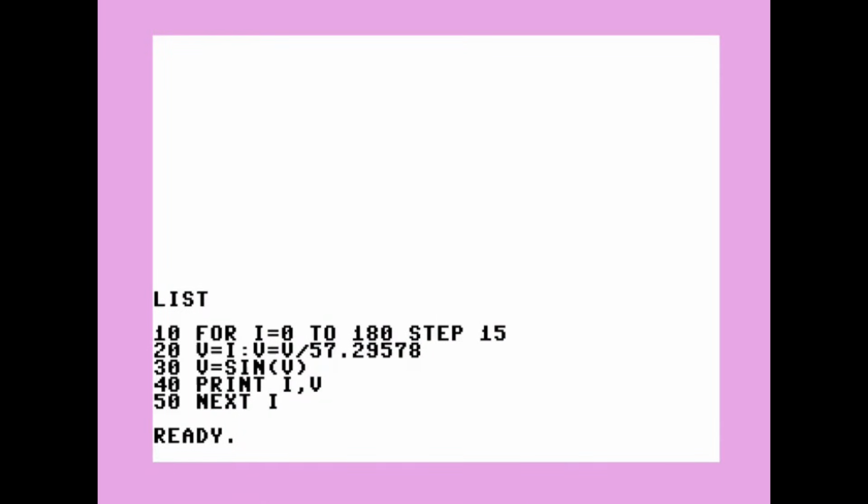And now here's the exact same program for the Commodore 16 using the sine function. Very typical for all Microsoft Basics. They're all pretty much the same. And you're going to notice the speed difference right away.